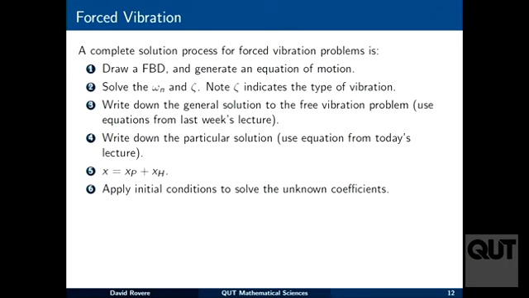Step 4, write down the particular solution, the equation we just derived. Right? You don't have to model it from scratch, just use the equation. Step 5, the total general solution is the homogeneous component plus the particular component. And then part 6, apply initial conditions to solve unknown coefficients. All right, that's the general procedure you'll want to use to solve forced vibration problems in this unit. If it's a free vibration problem instead, just cut out step 4 and 5. Right? The other steps remain for a free vibration problem.